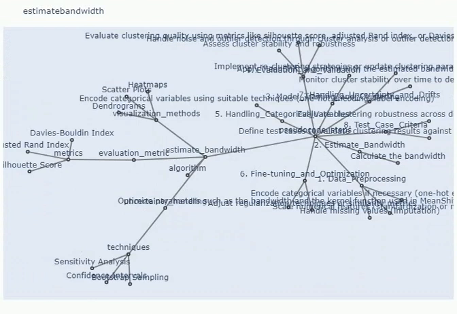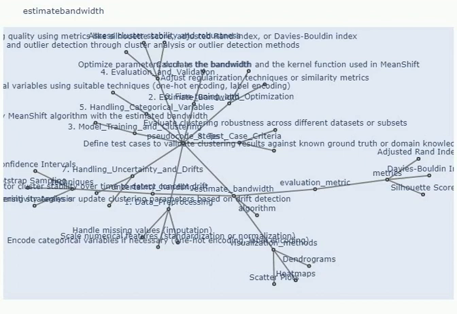7. Handling uncertainty and drifts. Description: manage uncertainty and detect concept drift in the clustering process. Steps. Monitor cluster stability over time to detect concept drift. Details: use statistical tests or monitoring systems to detect changes in data distribution.